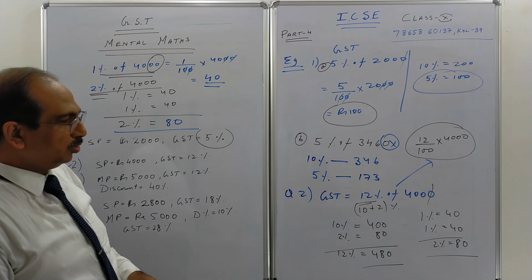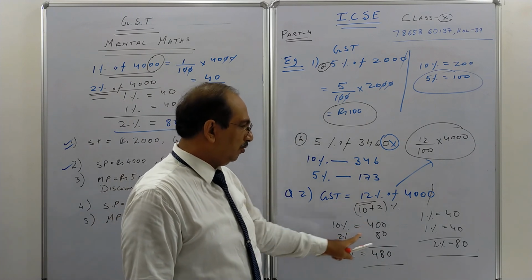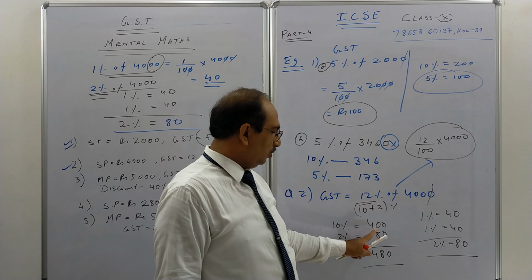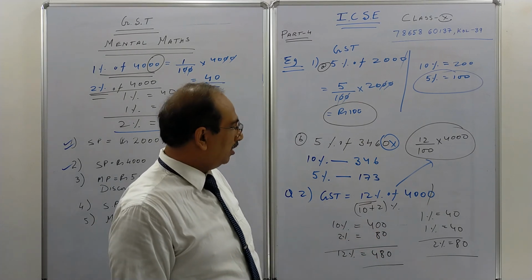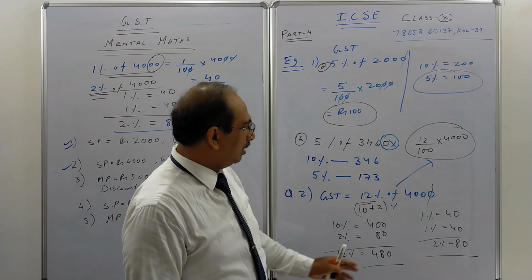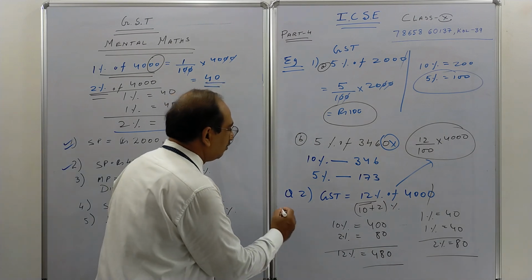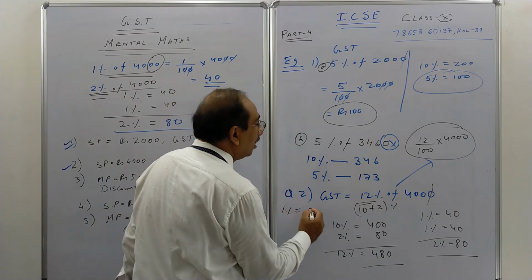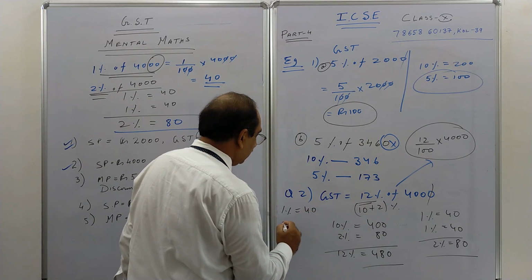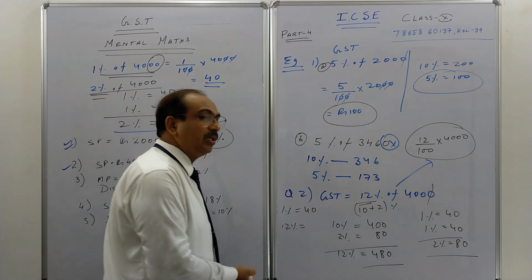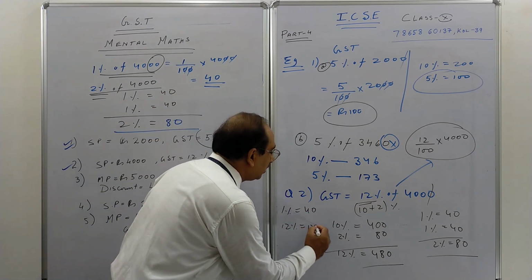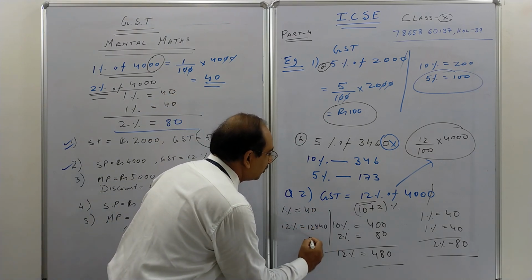Okay. So once more, 10% remove a zero, 1% remove two zeros, but we have 12%. So 80, 400 plus 80 is 480. Now another way, those who are very smart, remember 1%, another mental maths method. If you know tables, you should know tables up to 20 very nicely. 1% is, children, 40. So another method, 12% will be 12 times more. So 12 into 40 is 480.